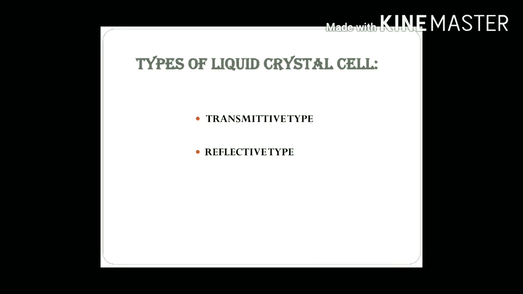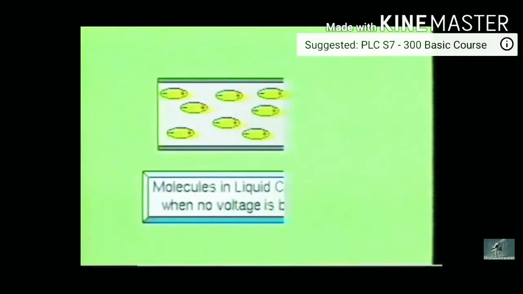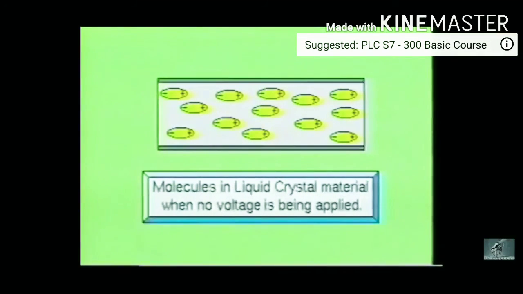Types of liquid crystal cell. There are two types of liquid crystal cell: transmittive type cell and reflective type cell. We can see about that. Even though operation is quite similar, there is a major difference in their constructive property.